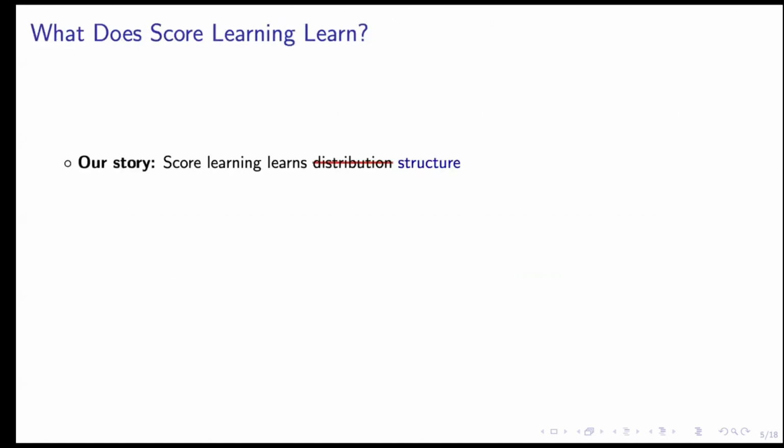Cool. And so our story is as follows. We believe that in practice, score learning cannot learn the distribution, but actually learns the structure of the manifold, the data support manifold. This partially explains why diffusion models are so successful: maybe they do not actually learn the density well, but as long as they learn the structure, the manifold, you can already generate very realistic images, right?